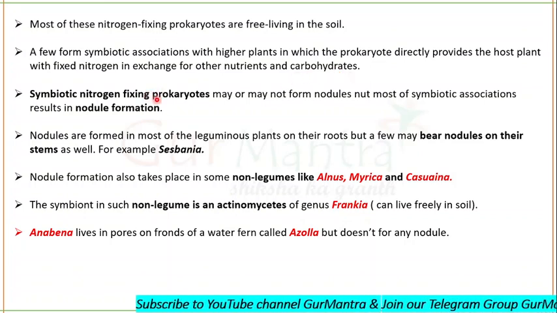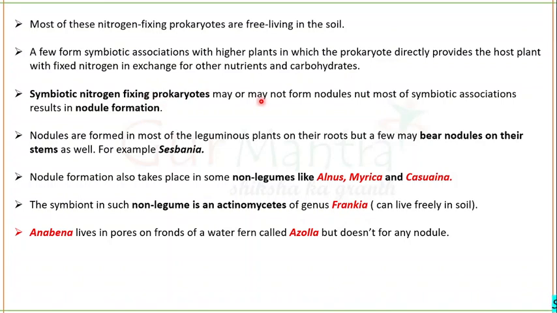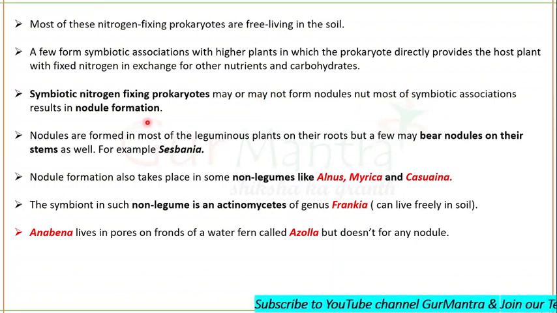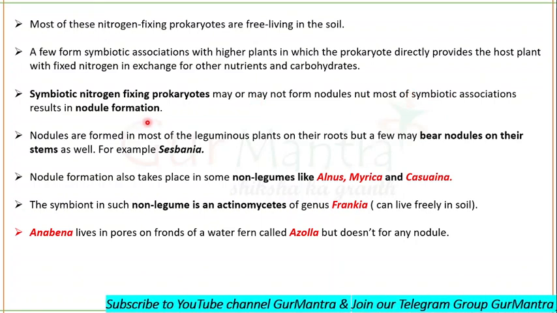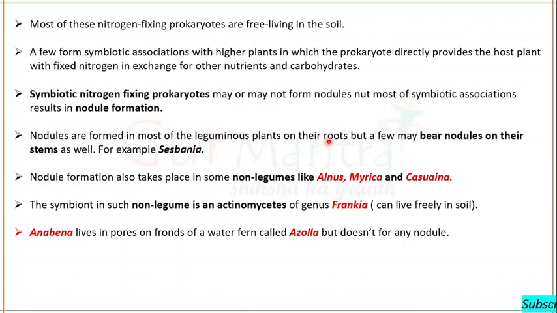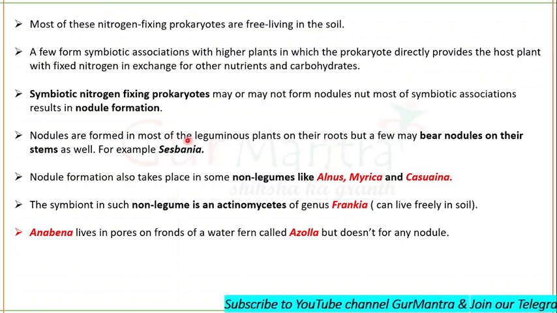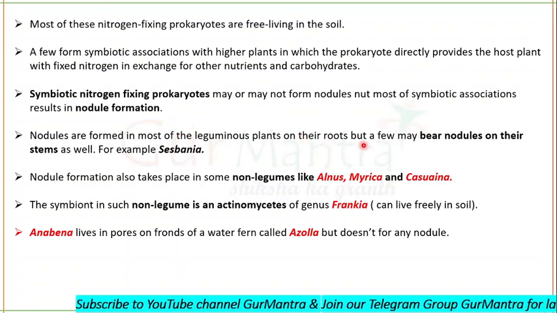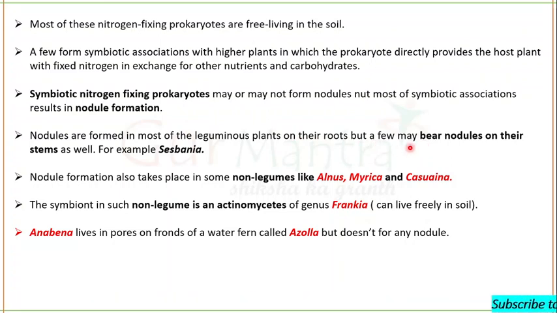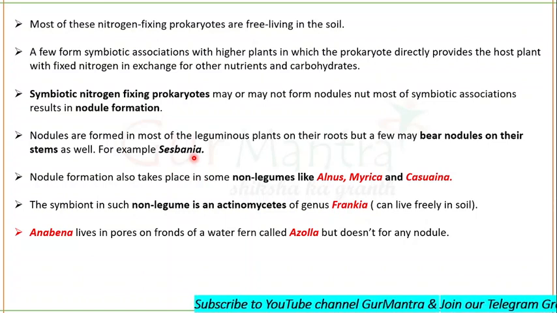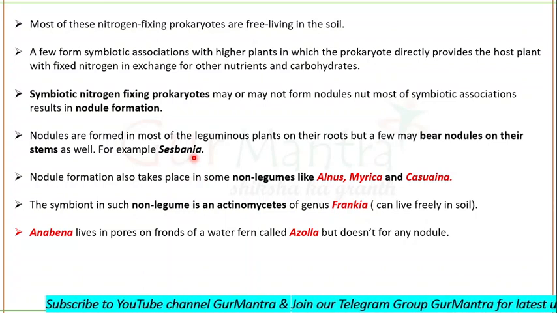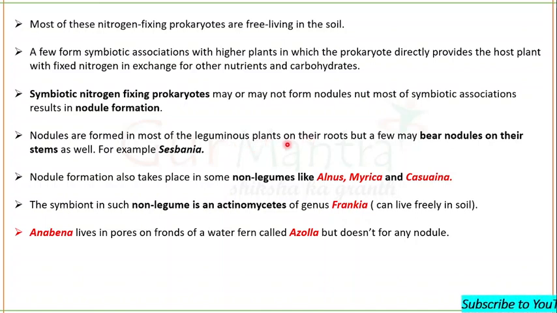So symbiotic nitrogen fixing prokaryotes may not form nodules, but most of the time we see nodule formation. These nodules may be formed in the roots. Most of the time they are formed on the roots of leguminous plants, but they may also be formed on the stem of leguminous plants, like Sesbania. Most of the time the nodules are formed on the roots, but in Sesbania the nodules are formed on the stem.